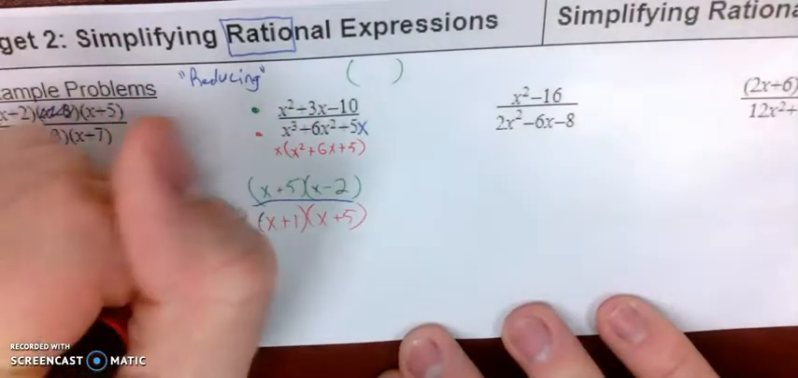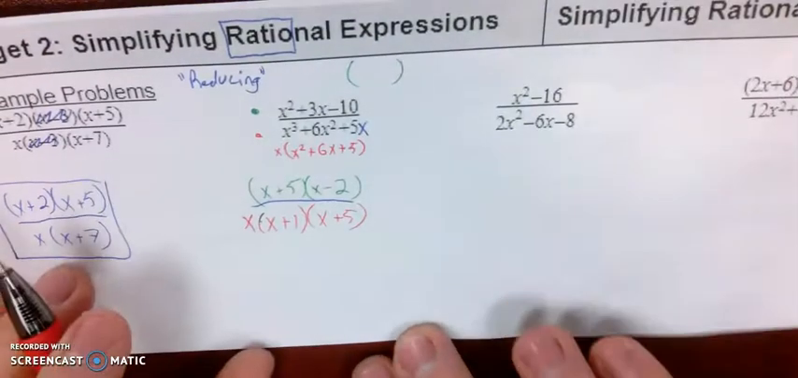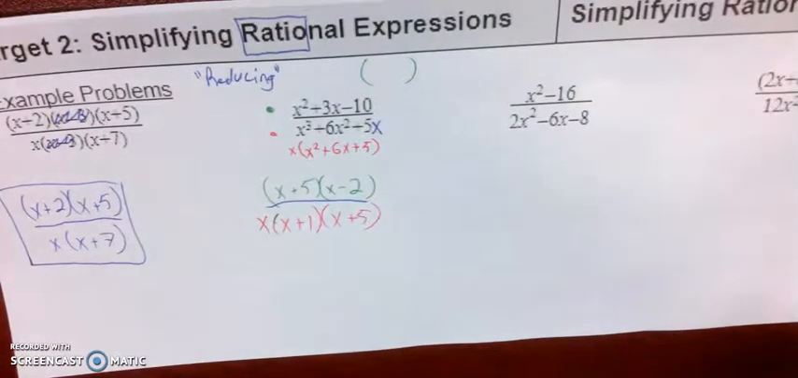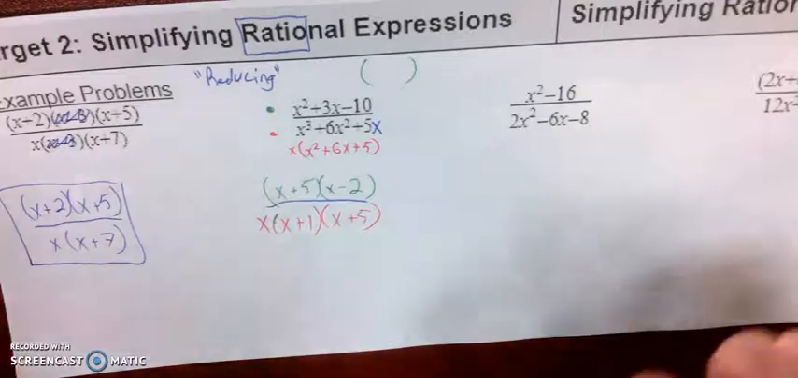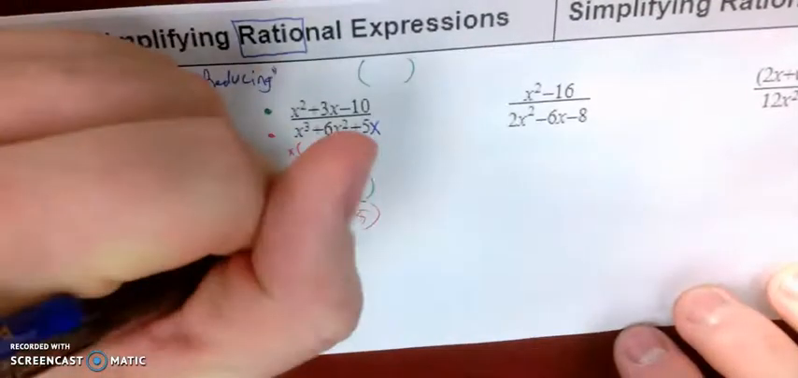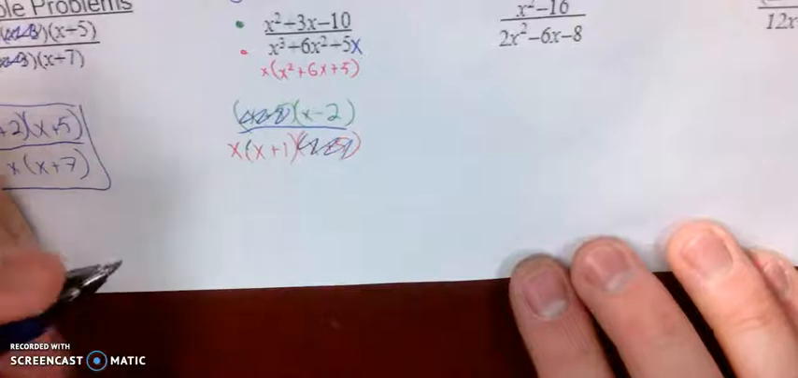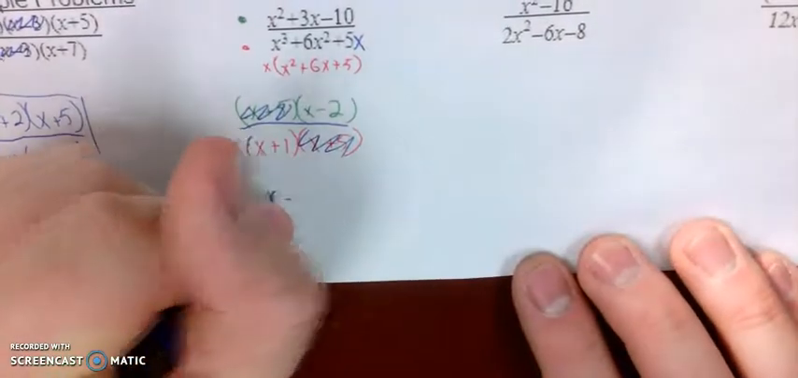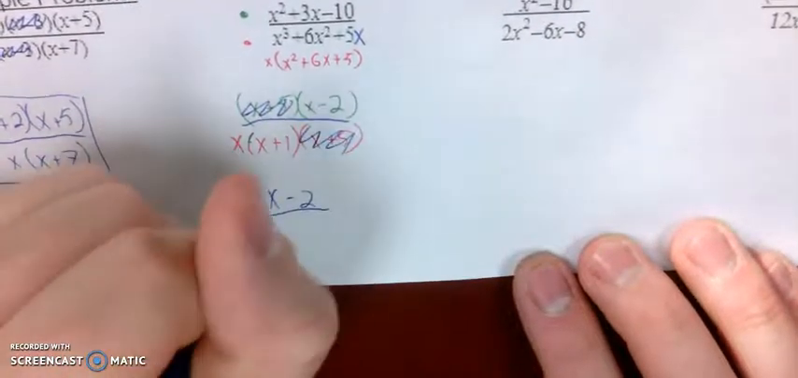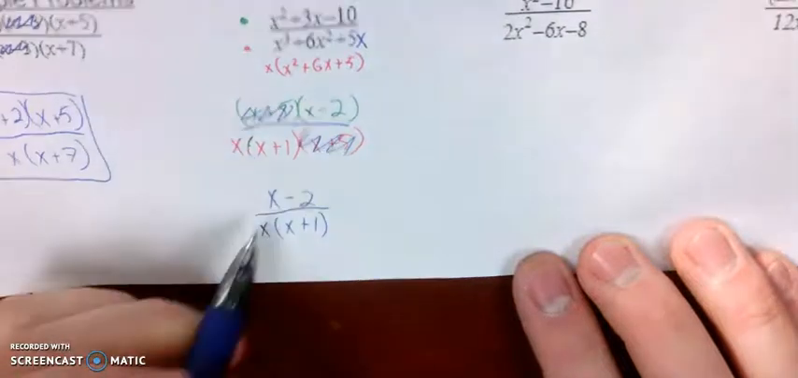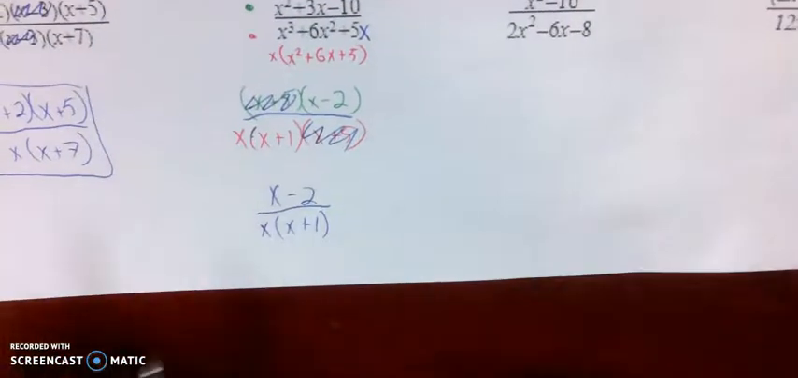And I have to remember that I carried that little x along for the ride. So now I'm going to look for entire factors that will cancel. Well, this x plus 5 can cancel out with this x plus 5. One from the top, one from the bottom. And that's all that can cancel. So we take whatever's left over, x minus 2 times x plus 1. Sorry, x minus 2 over x times x plus 1.